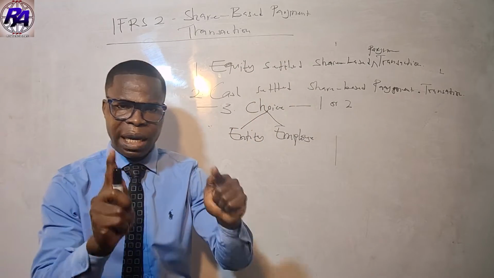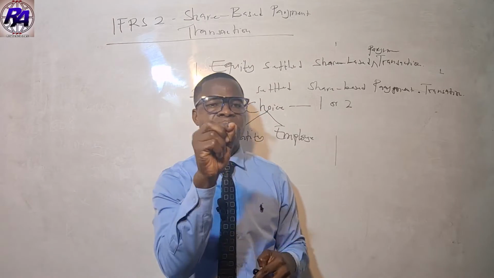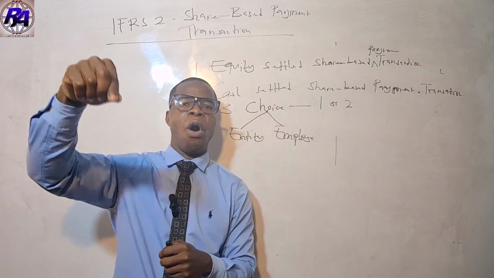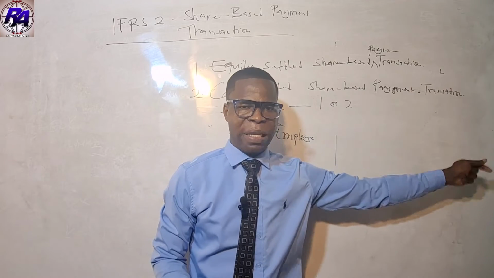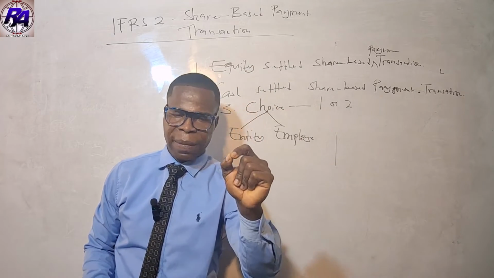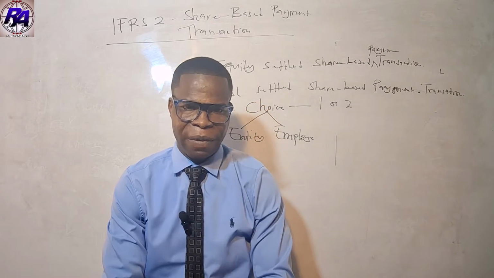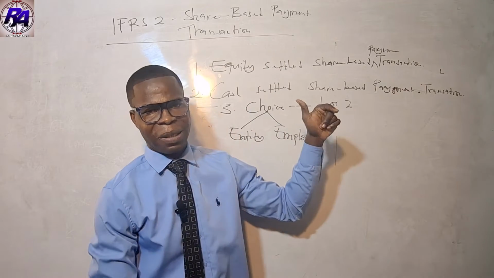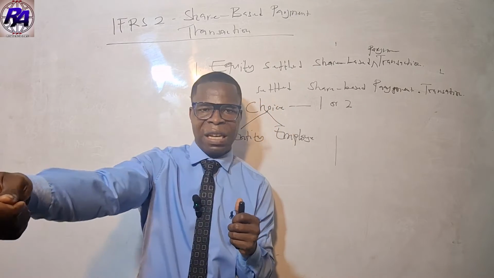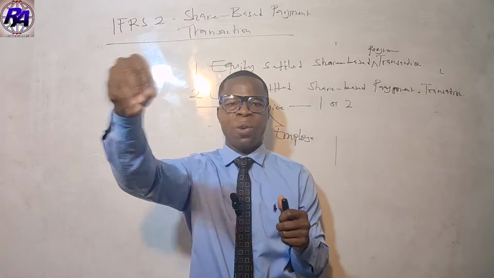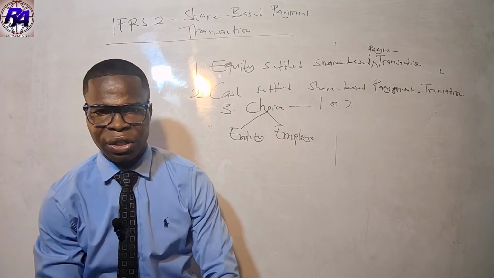When we talk about an equity settled share-based payment transaction, it is when an entity receives goods and services from a supplier or an employee, and in return, that entity is going to issue an equity instrument or a share option as consideration to the supplier or to the employee. When that happens, then we are saying that is an equity settled. You receive goods and services, and instead of paying cash, you are issuing your shares. You are giving the employee a share option.